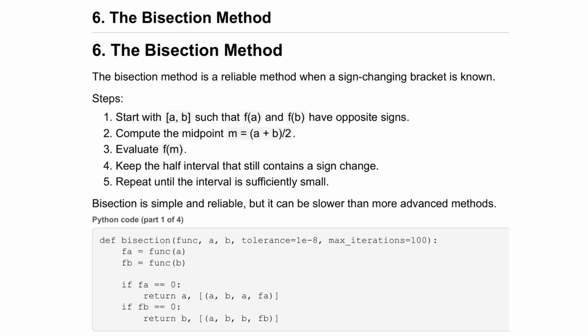The bisection method is the most robust way to find a root once we have a sign-changing bracket. We begin by defining a function that takes the target function, the endpoints of the bracket, and a desired tolerance.